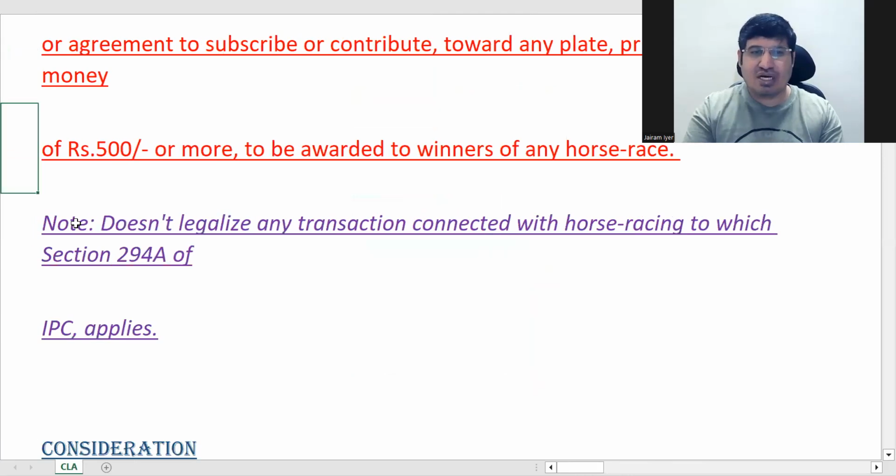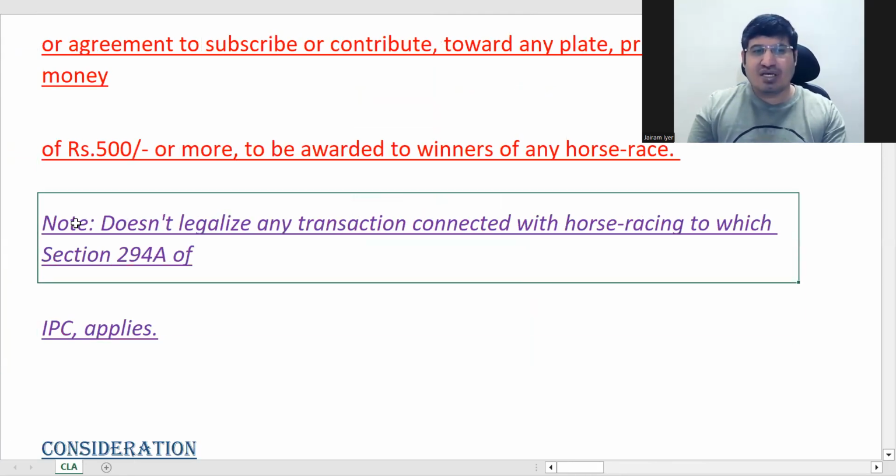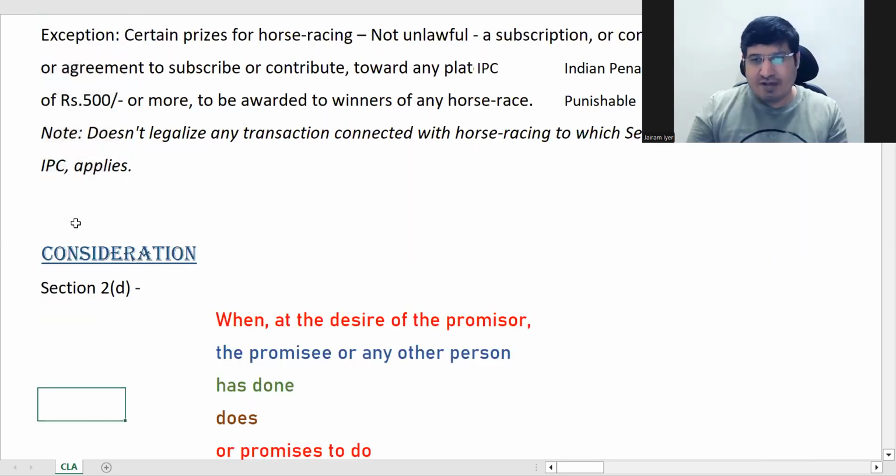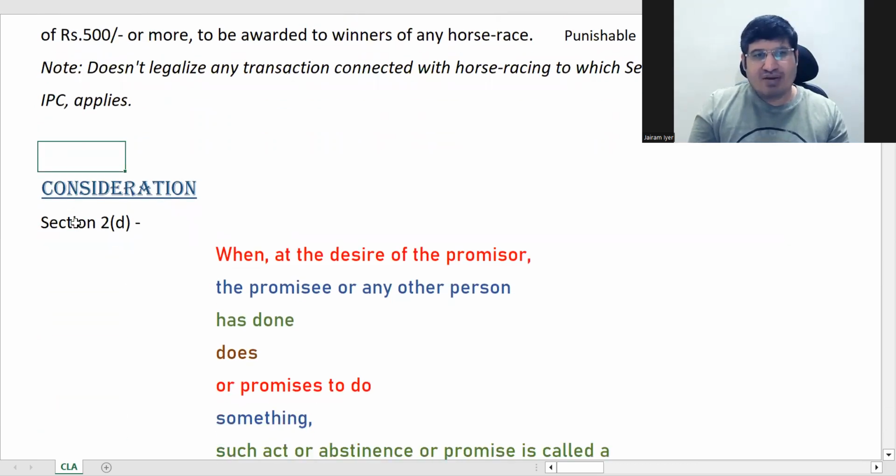So what is being said here is if there can be some horse racings to which the IPC, Indian Penal Code, applies, then that will not be legal. In the Indian Penal Code, only those things will be there which are punishable as per our law. That's what it means. Fine. So we'll come back and talk about consideration now.